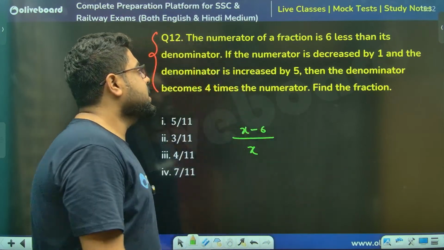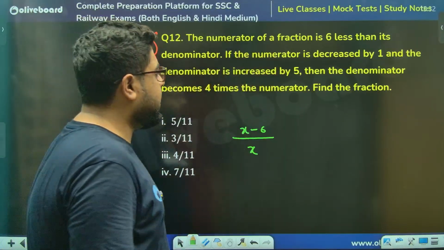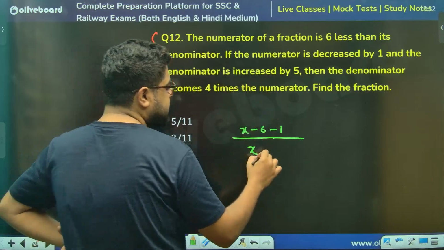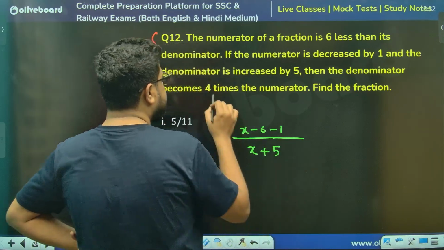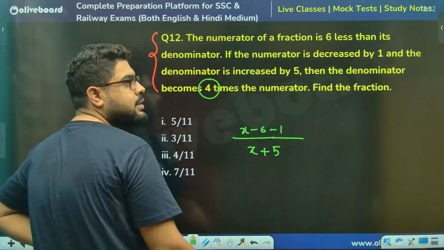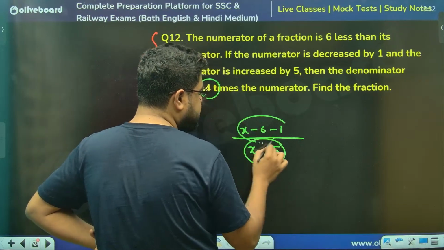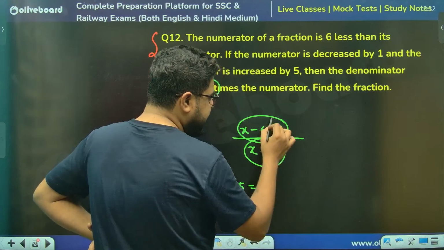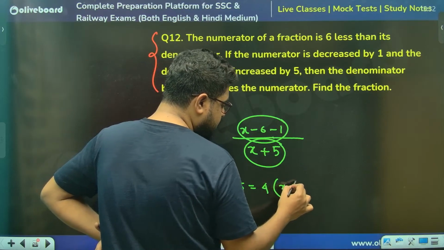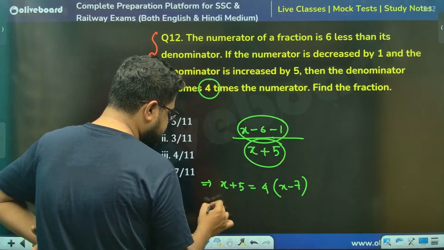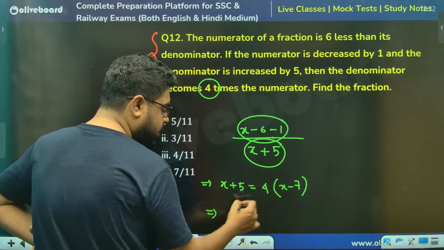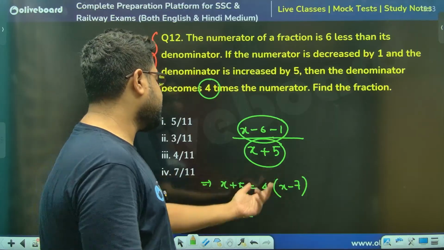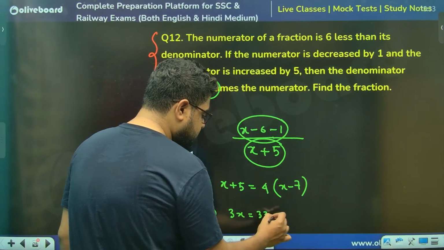That's given. Now, if the numerator is decreased by 1 and the denominator is increased by 5, the denominator becomes 4 times the numerator. So x plus 5 is equal to 4 times (x minus 7). You have the equation, just figure it out. So x and 4x, 3x, and this is 5 and this is 28. 28 and 5 are 33. So x is 11.